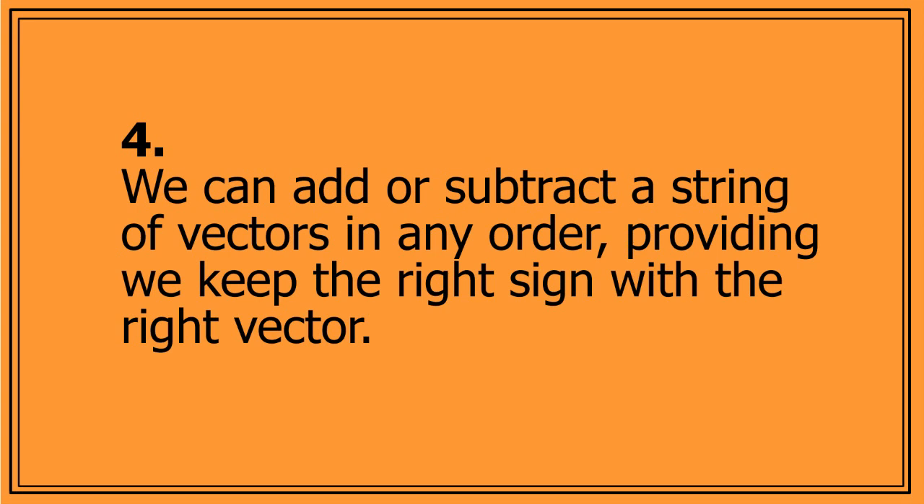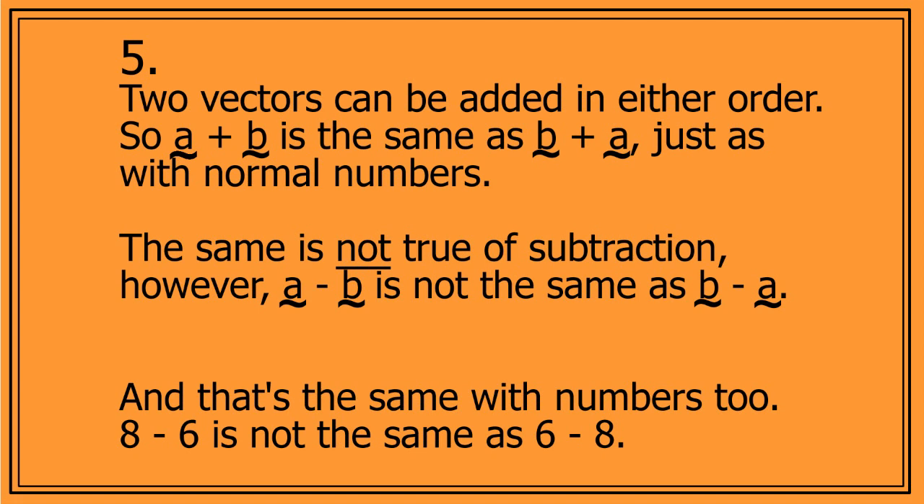4, we can add or subtract a string of vectors in any order, providing we keep the right sign with the right vector. And number 5, two vectors can be added in either order. So A plus B is the same as B plus A, just as with normal numbers. The same is not true of subtraction, however. A minus B is not the same as B minus A, and that's the same as normal numbers too. As you know, 8 minus 6 is not the same as 6 minus 8.